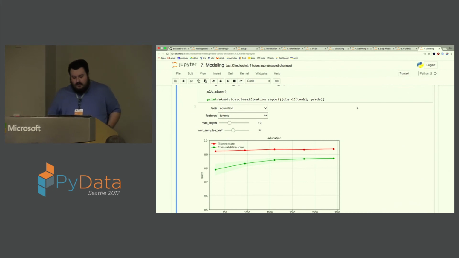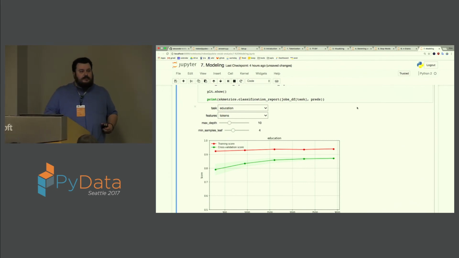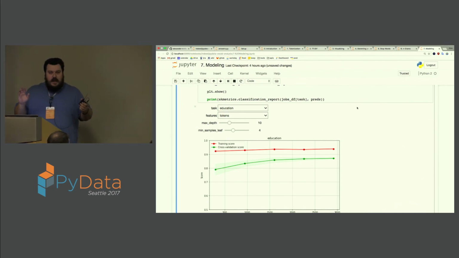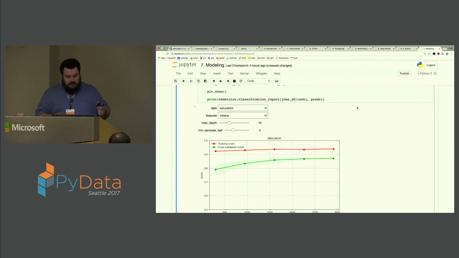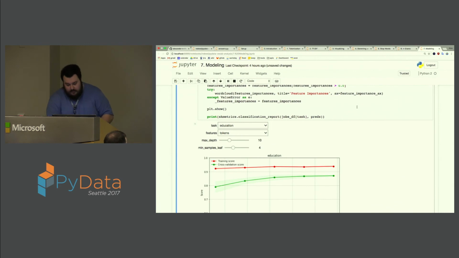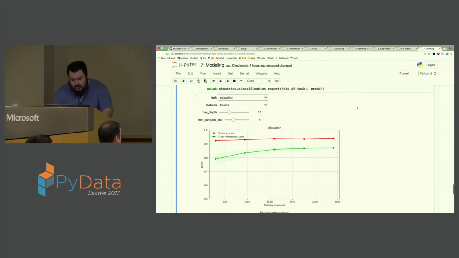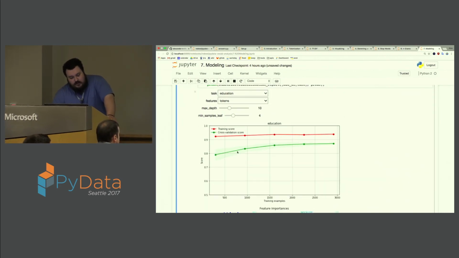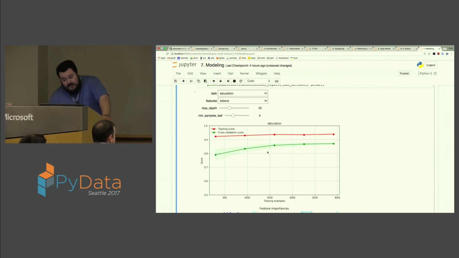How many people here are familiar with cross-validation scores? How about learning curves? Cool. So what this is showing is how well our model is doing on different sizes of the data, on the data it hasn't seen and the data it has seen.